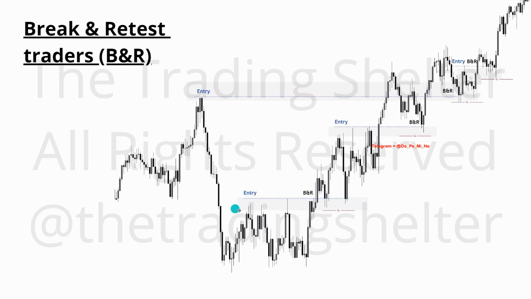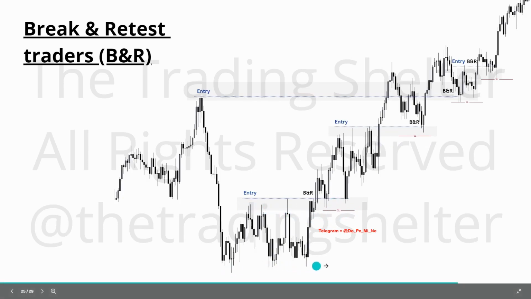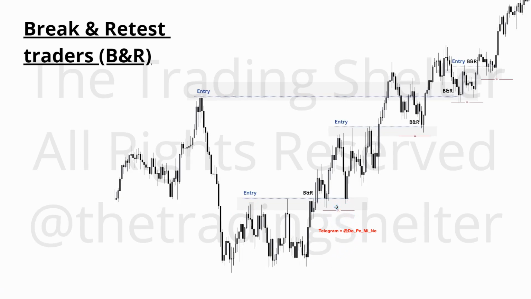So let's put the zone here. So they have confirmation to enter here, right? So they will put the stop loss either here or here. But let's put it here so it's simple to explain.